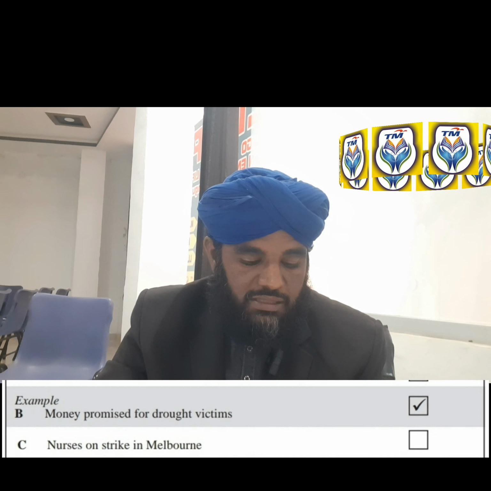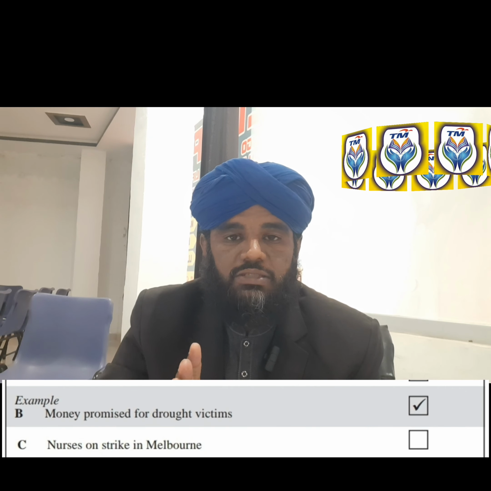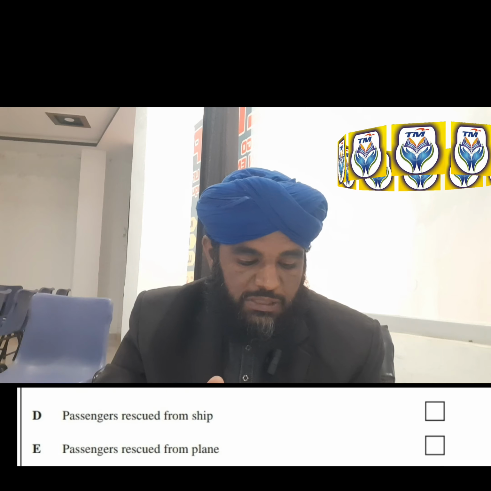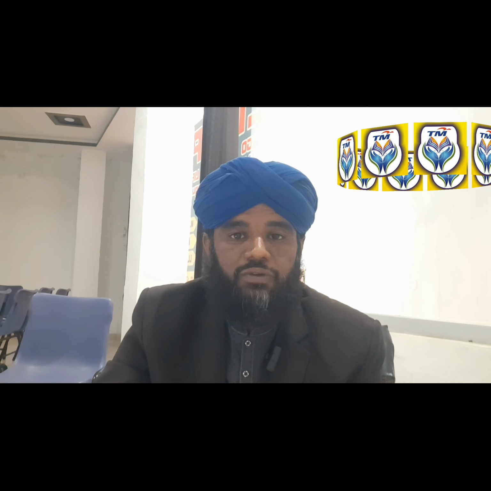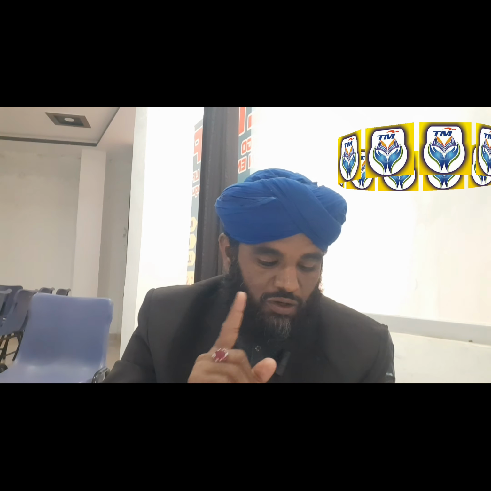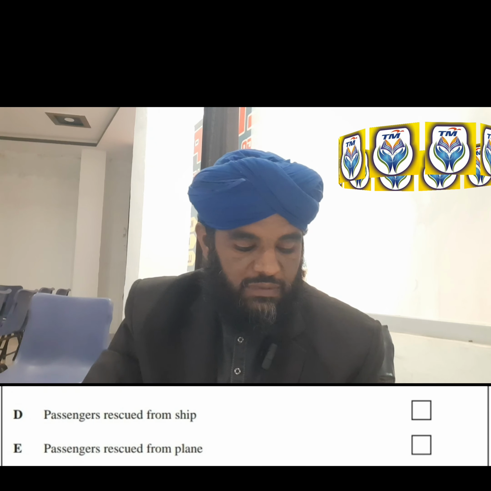C is nurses on strike in Melbourne. No mention of such a thing has been made. No mention of the nurses has been made over here. D is passengers rescued from ship. Ship is not mentioned. It is mentioned that passengers have been rescued, but from something else, not a ship. E, passengers rescued from plane. That's the answer, that's the point. So a plane was involved in the rescue of the people.